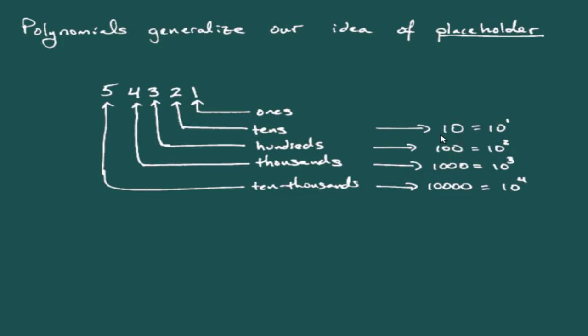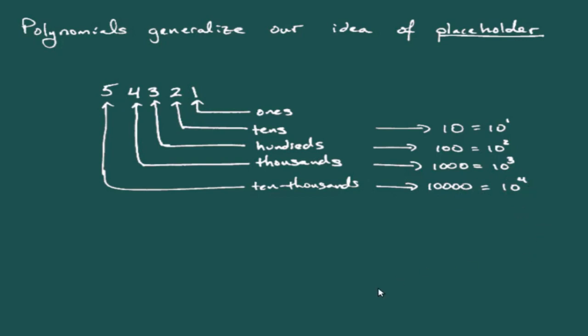So the tens place was just 10. The hundreds place was 10 times 10, which gives me 100, so it's 10 squared. The thousands place is going to be 10 times 10 times 10, so 10 to the third power. The 10,000s place, 10 times 10 times 10 times 10, so 10 to the fourth power.